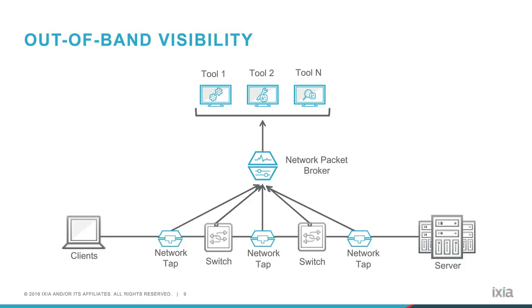Next, I wanted to cover two common types of visibility solutions. So I referred to an out-of-band visibility solution earlier. I thought I would show a basic picture to make it clear. As you can see, the packet broker and tools are not in the flow of the network traffic. The tap is, but nothing else is.